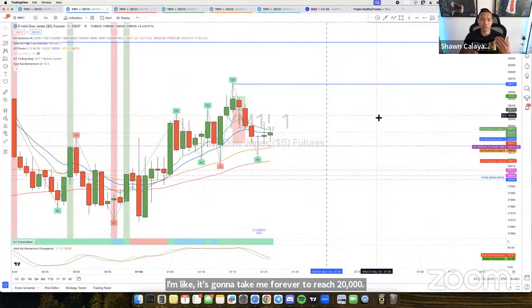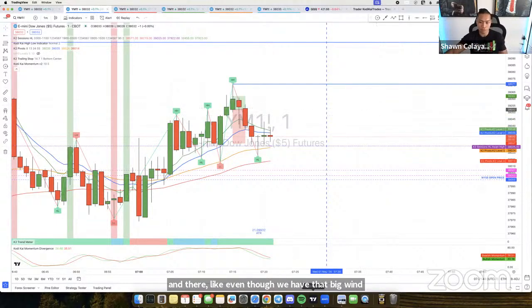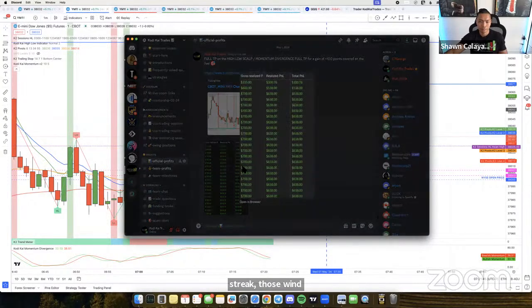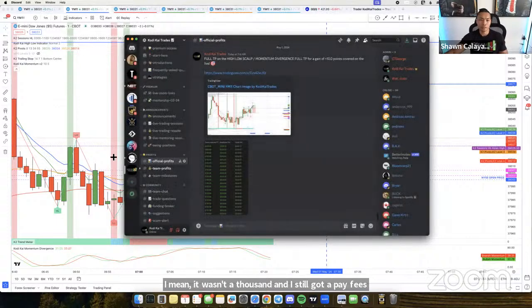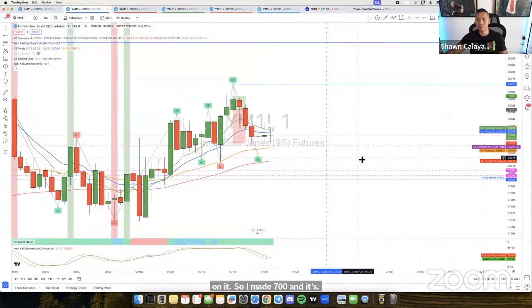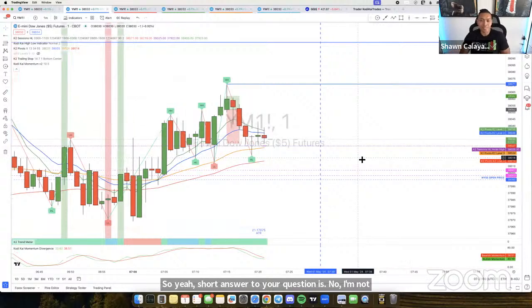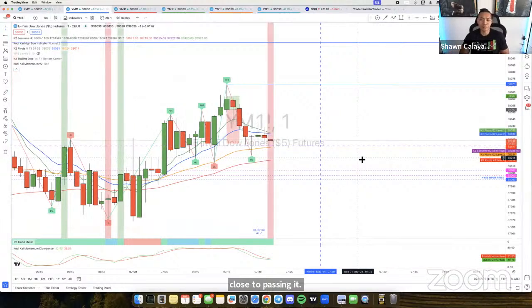And even though you stack up these little profits here and there, even though we had that big win streak, a lot of those wins were partial. Today's win was partial too. If you look at mine here, it wasn't 1,000, and then I still have to pay fees on it. So I made 700. Short answer to your question is no, I'm not close to passing it, but I'm getting there. It's gonna take maybe another couple weeks.